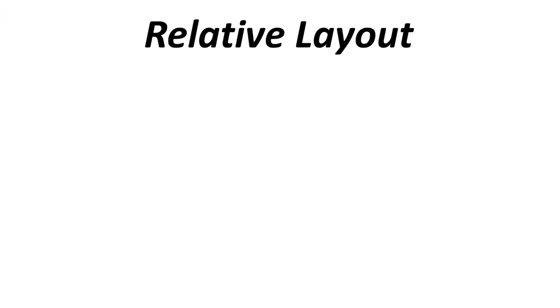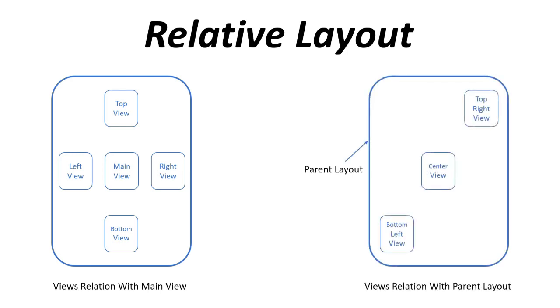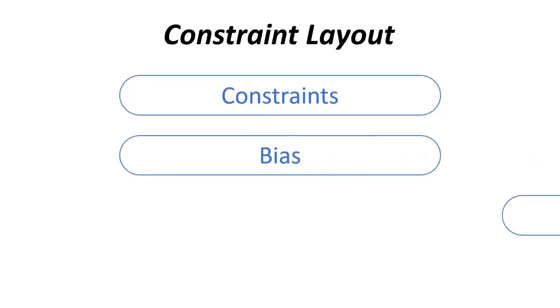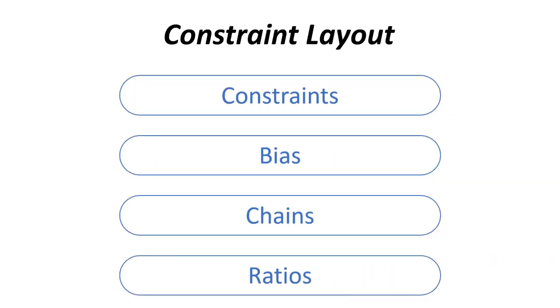A constraint layout is like a container which contains the views just like a relative layout. It means that you can place one view left, right, top, bottom, etc. in relation with the other view. Along with that, it also has some extra features like constraints, bias, chain, ratios, etc. Let's understand them one by one.